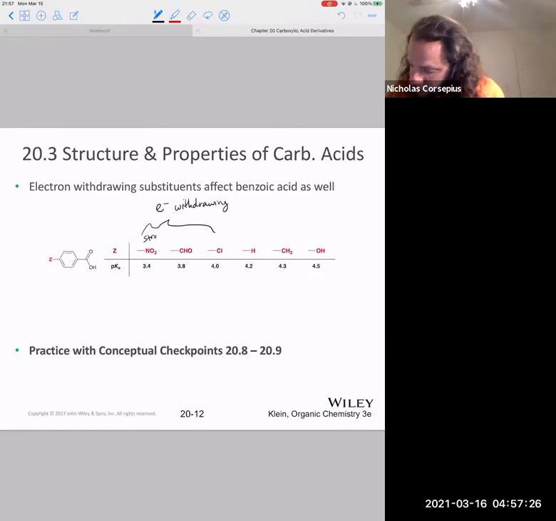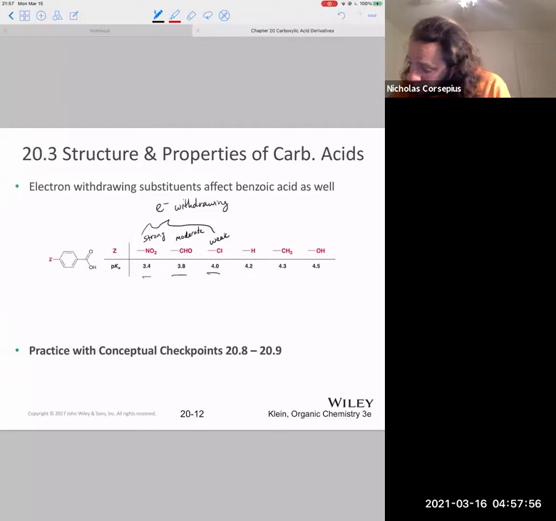Notice, remember this nitro group we would call the strong deactivator, strong electron withdrawing group. The aldehyde was moderate and the halogen was weak. And notice that it has an effect on the pKa that corresponds with that, right? So again, this is all about these electron withdrawing groups through the ring being able to pull electron density onto themselves, further stabilizing that carboxylate ion.